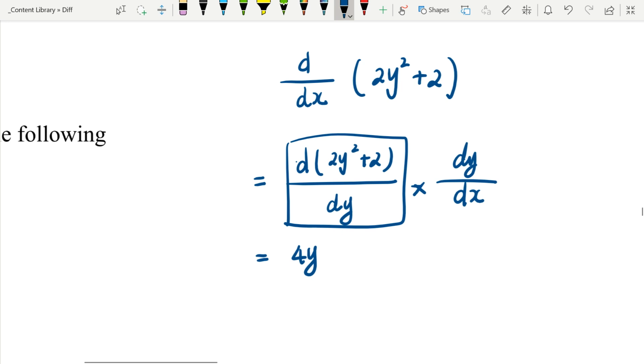So d/dy of that is just 4y, but I need to multiply by dy/dx. So the top function equals this one, which is equivalent to that. And what does dy/dx mean? Why do we find dy/dx? The gradient. So it's just 4y times the gradient. I will tell you a quicker way to do it later, but this is the key idea of implicit differentiation.